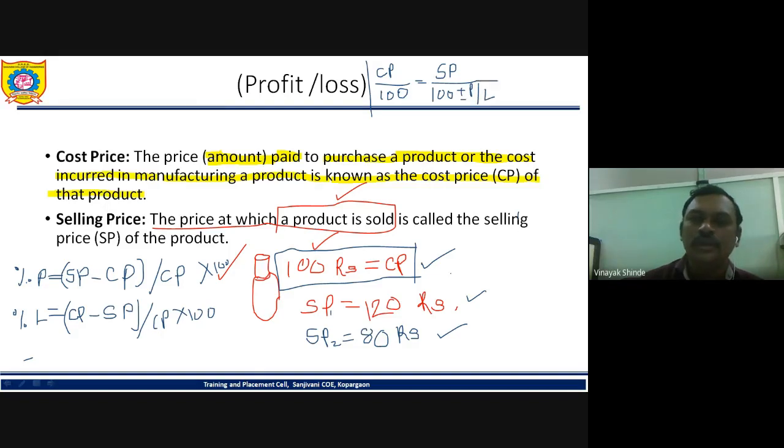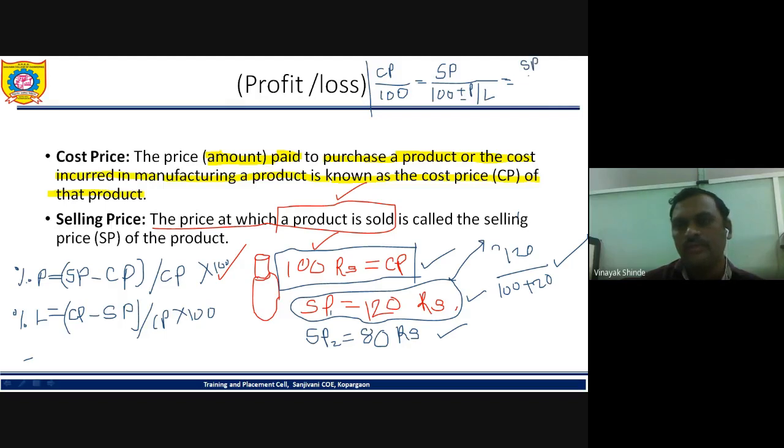So this 120 rupees gives the profit. So what we will do is write this selling price, like 120, divided by 100 plus 20% profit. Like this we write things. If your selling price gives the profit, we write selling price divided by 100 plus profit. And if the selling price gives the loss, then we write selling price divided by 100 minus loss. So we always subtract the loss from the 100 and we always add the profit to the 100. So remember this thing.